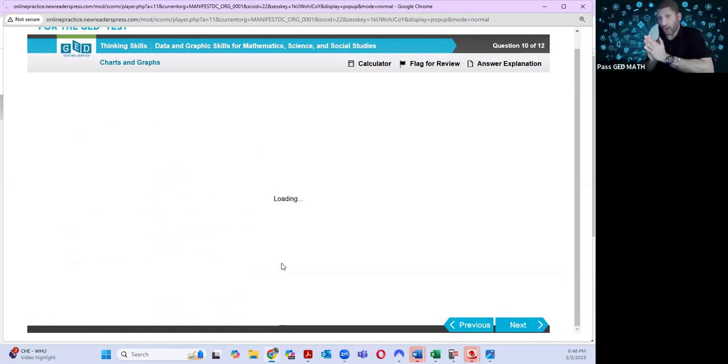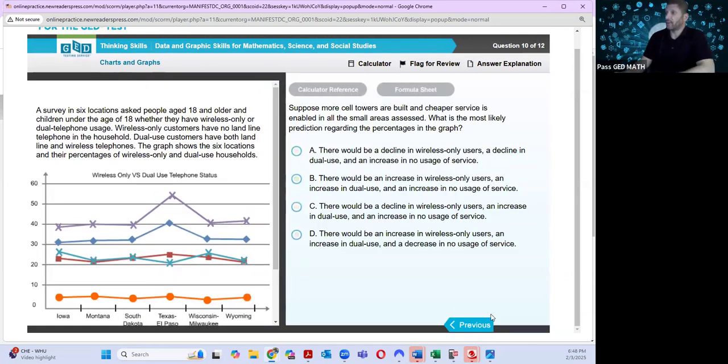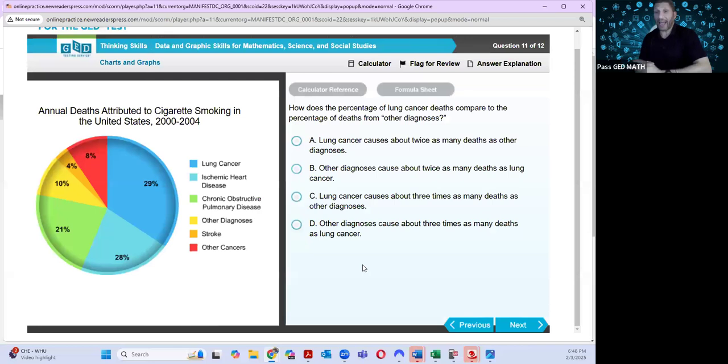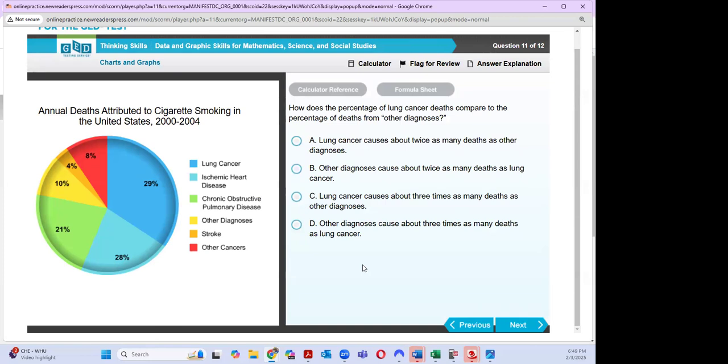Again, look at the chart. Let's try another one. And I want you to tell me what you see. So what is the title of this pie chart? The title is, okay, annual death attributed to cigarette smoking in the United States.